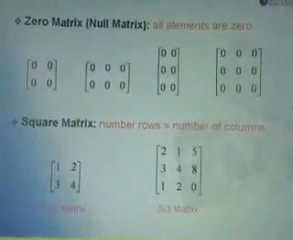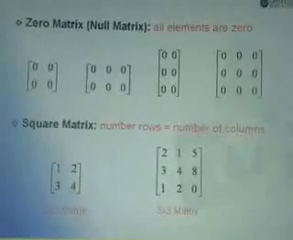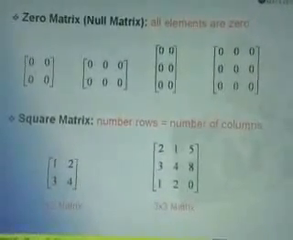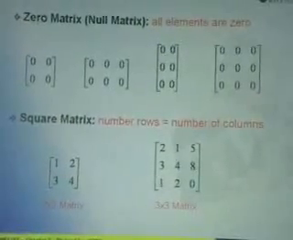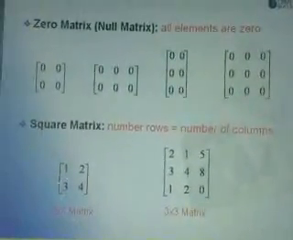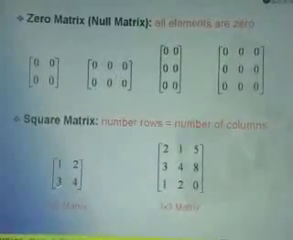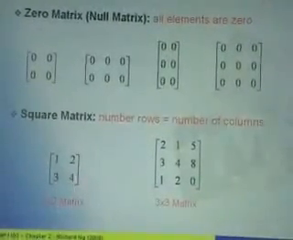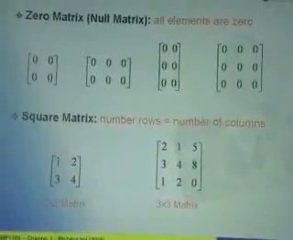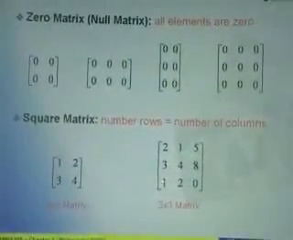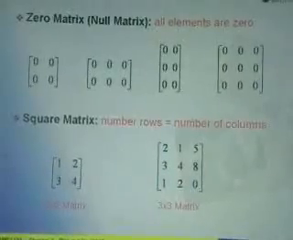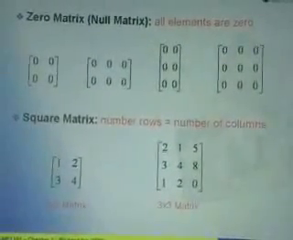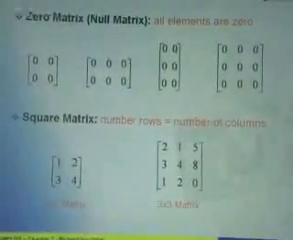What is a square matrix? A square matrix is a matrix which has the same number of rows and number of columns. For example, in the first example here, which is a 2 by 2 matrix, there are 2 rows and 2 columns. In the second example, there are 3 rows and 3 columns. So therefore, these two types of matrices are known as square matrix.